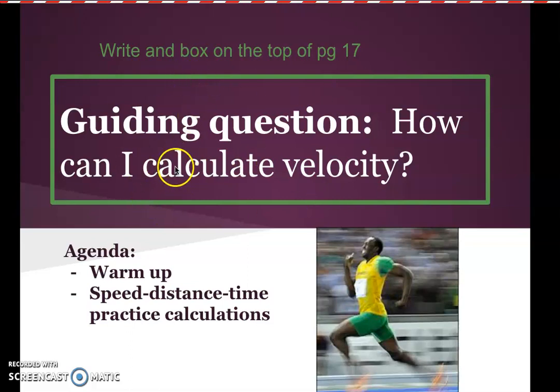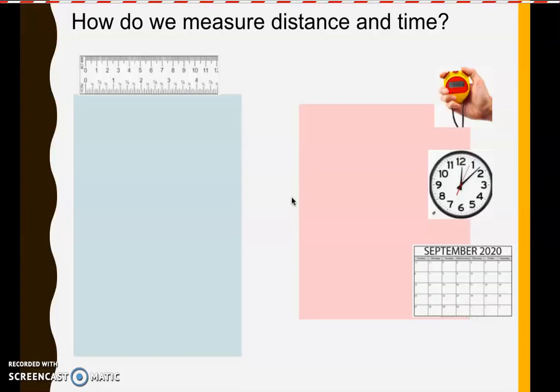So our guiding question for today is, how can I calculate velocity? We learned that our car in our lab travels at a constant velocity. That means that it keeps going the same amount of distance every second in time. And so today we're going to make sure that we feel comfortable with calculating velocity in a couple of different ways. Before that, though, I wanted to review how we measure different things, because I think that's something that you've learned a little bit about, but can always use a good review for.